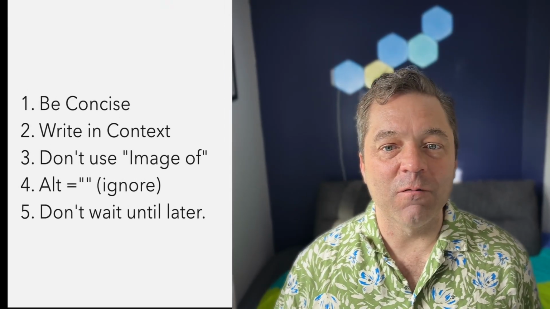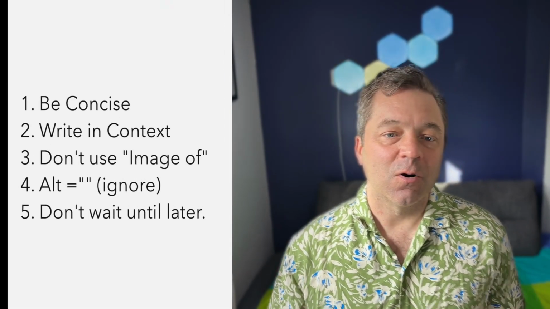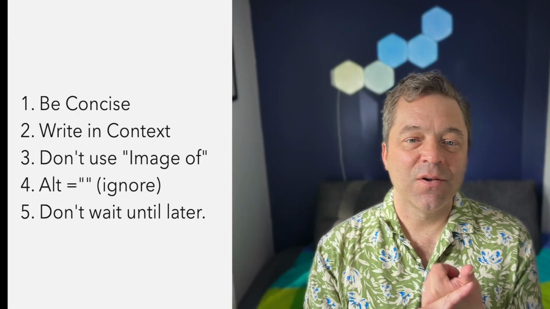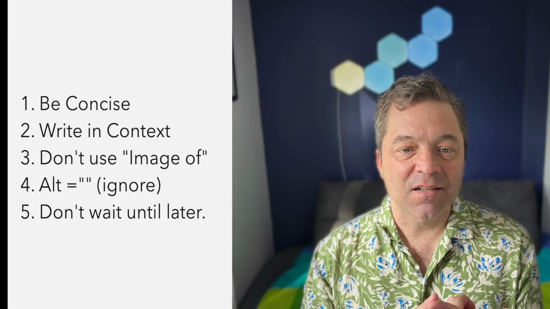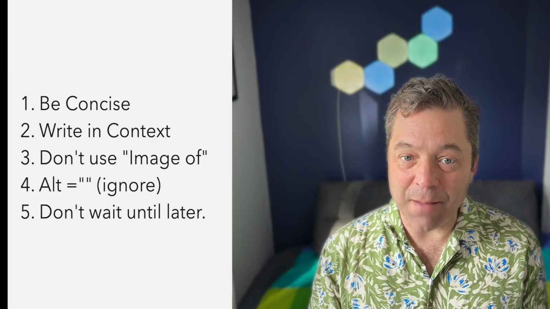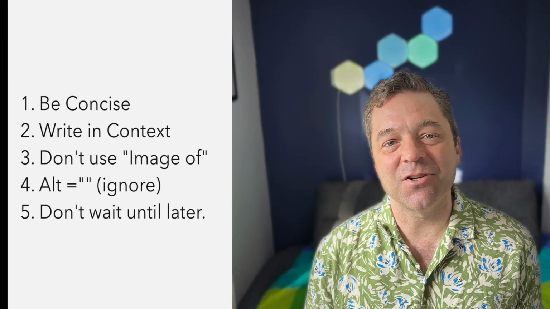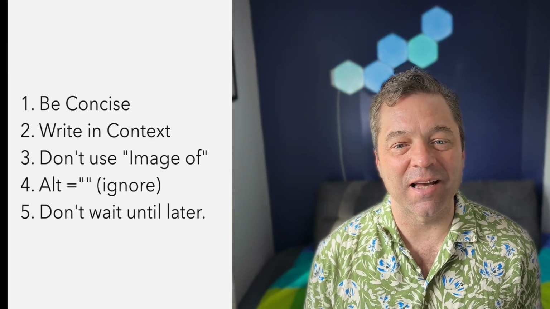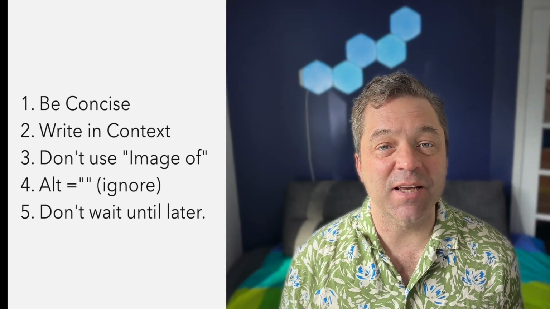So here's a quick overview of what we just discussed. Write alt text concisely, write it in context, don't use "image of," leave decorative alts empty, and build it into your workflow now rather than later. Do all of that, and you're not just making your images accessible, you're making your entire document better for everyone.